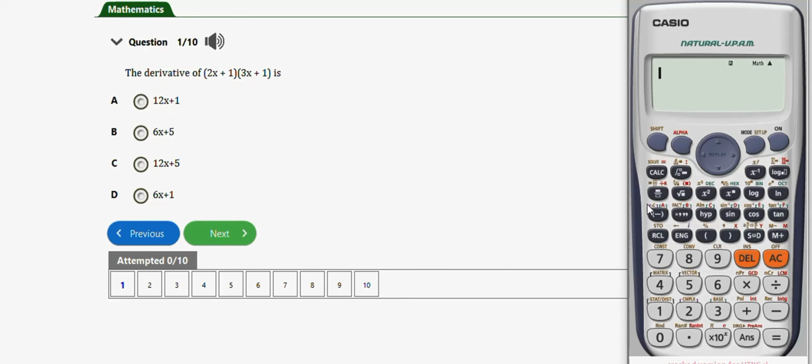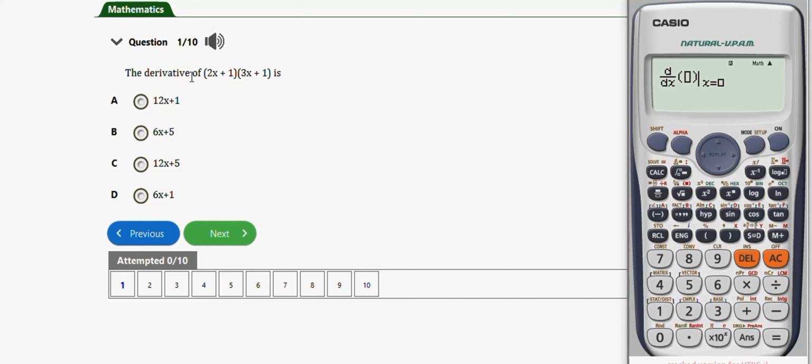So let's find the derivative of this function. To bring out the derivative sign on the calculator, press shift, this button. You will see the definite integral sign written on it. So this is d over dx. So let's input the function.